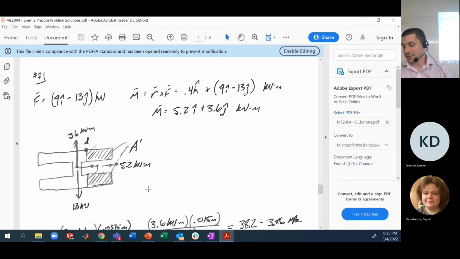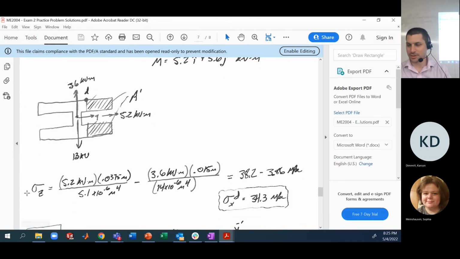So we could have contributions from everything except torsion. Let's first look at the normal stress. The normal stress is a combination here between the 2 different bending moments that could contribute stress at this point D. Now, we remember generally that normal stress can come from bending or from axial loading. And in this case, we don't have any axial loading.